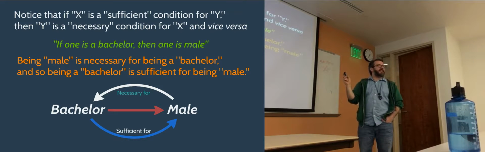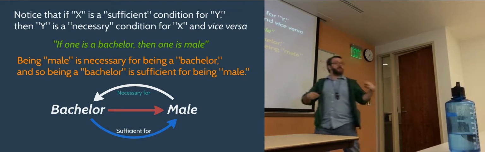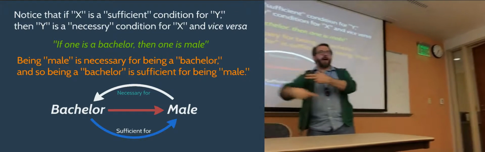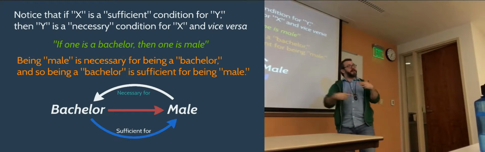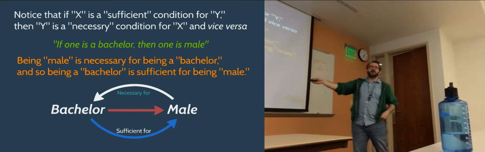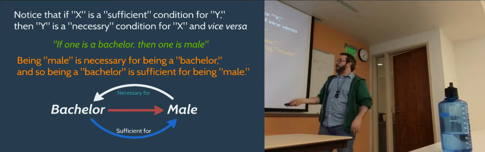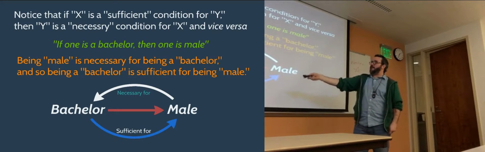Yes. So with necessity and sufficiency, if you have a necessity relationship one way, you're going to have a sufficiency relationship running the other way. And we can see this. Bachelor is sufficient for male, and male is necessary for bachelor. And this works every time. If I say if bachelor, then male, then it's sufficient this way and necessary the other way.